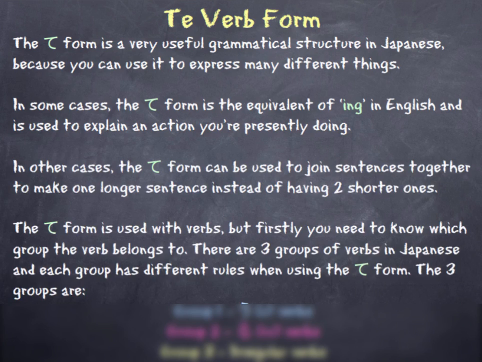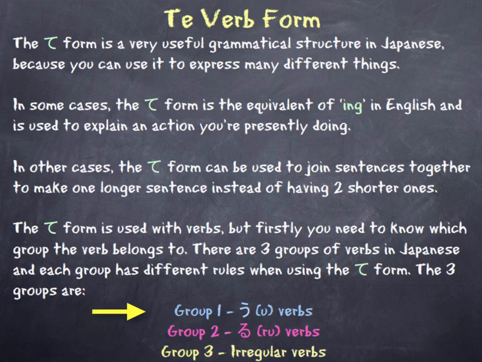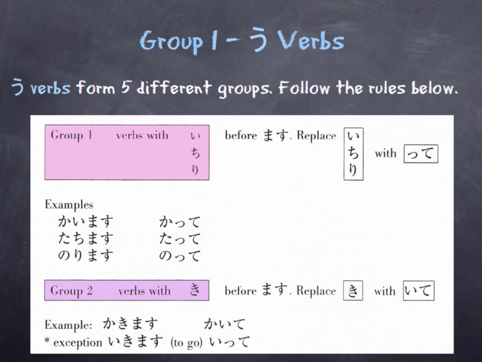The te form is used with verbs, but firstly you need to know which group the verb belongs to. There are three groups of verbs in Japanese and each group has different rules when using the te form. The three groups are Group 1, which are u verbs, Group 2, which are ru verbs, and then we have Group 3, which are irregular verbs, and there's only two of them and they just don't fit into any set rule. So Group 1, which are u verbs, form 5 different groups and follow the following rules.